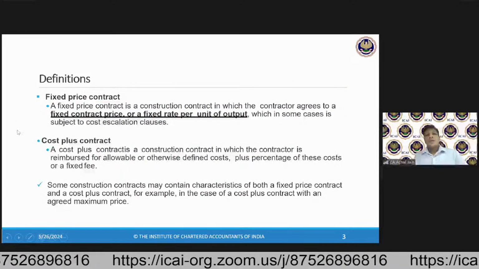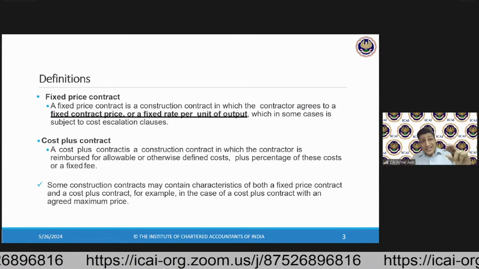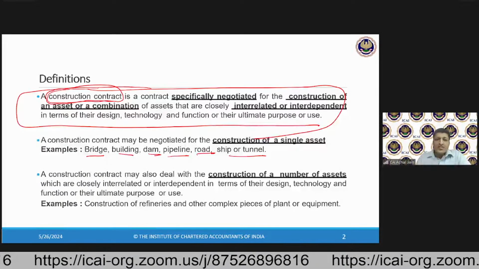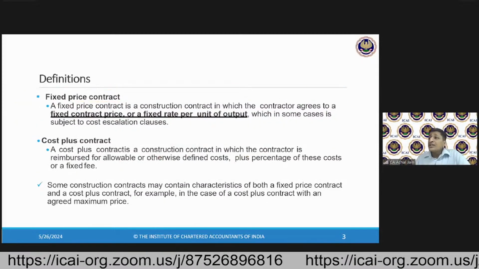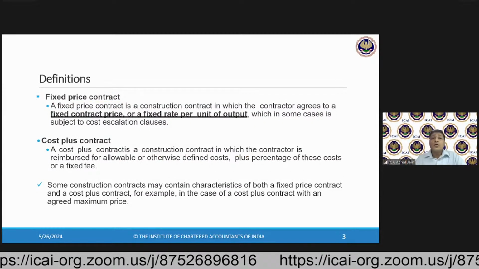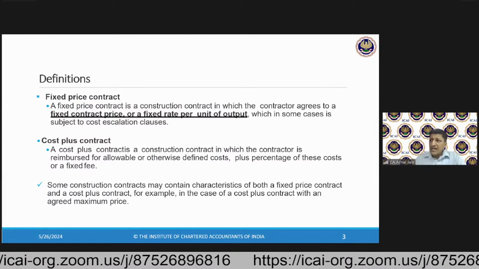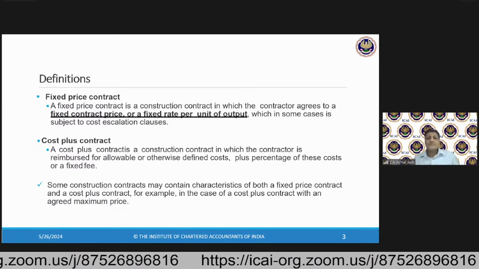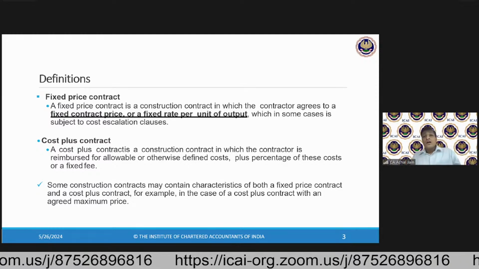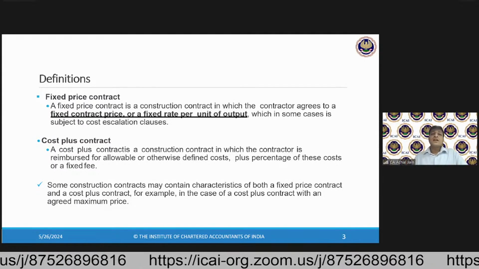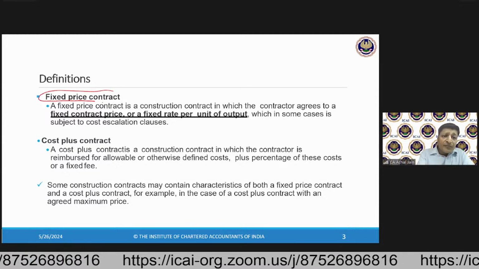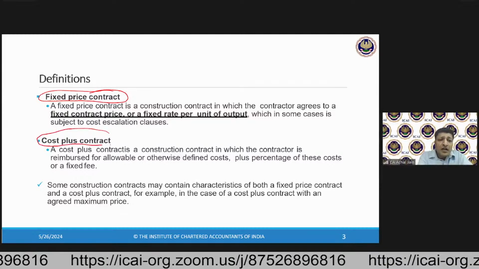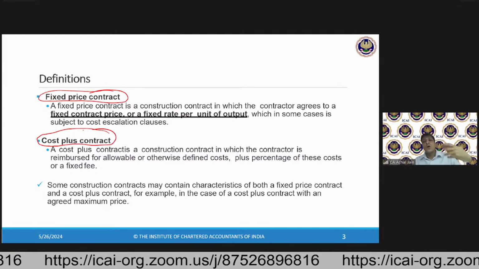Now, we understand that these construction contracts could again be of two types. So we discussed about construction contract. Now, these construction contracts could again be of two types. Okay, I can see this query coming from Preeti. Preeti, I'll come to your query. Yeah? Okay. Now, what are those two types? One is a fixed price contract, or you can say fixed price construction contract, and the other one is cost plus construction contract. So let's try to understand about both of them.